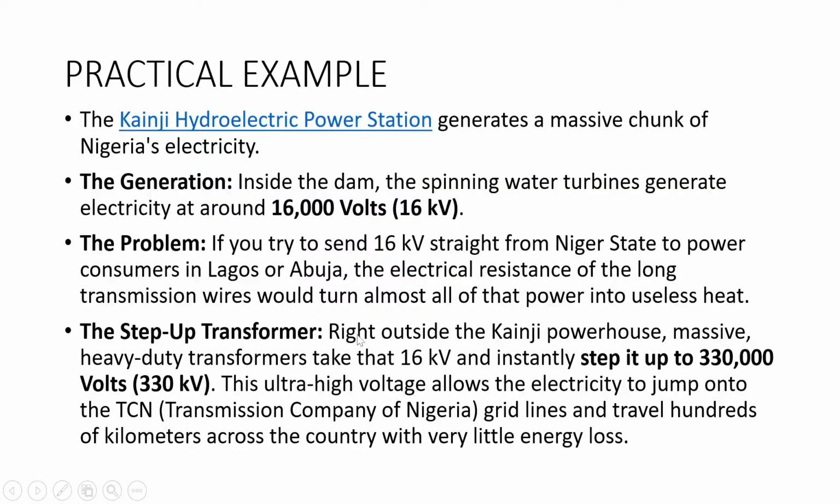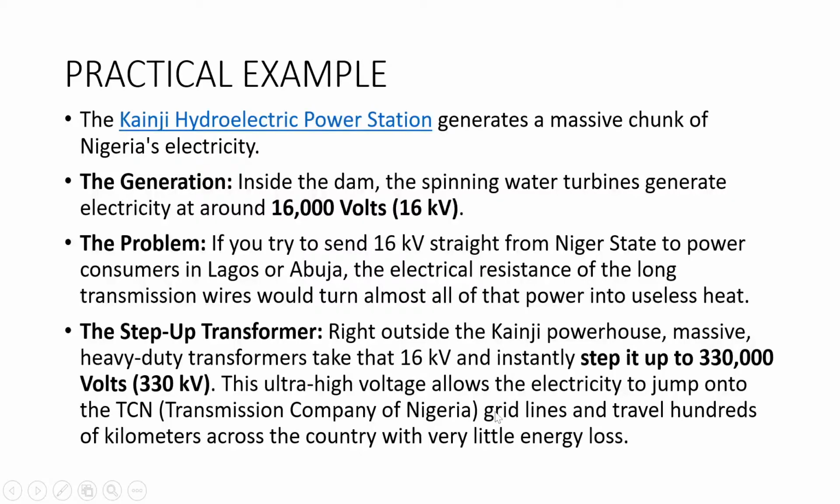Now, look at what it says. Right outside the Kainji powerhouse, massive heavy duty transformers take that 16 kilovolt of electricity and instantly step it up to 330,000 volts, or 330 kilovolts. So you see what it means? That 16 kilovolts that was not enough passed through the step-up transformer and was increased to 330 kilovolts. Now, this ultra-high voltage allows the electricity to jump into the Transmission Company of Nigeria, which we know as our national grid.